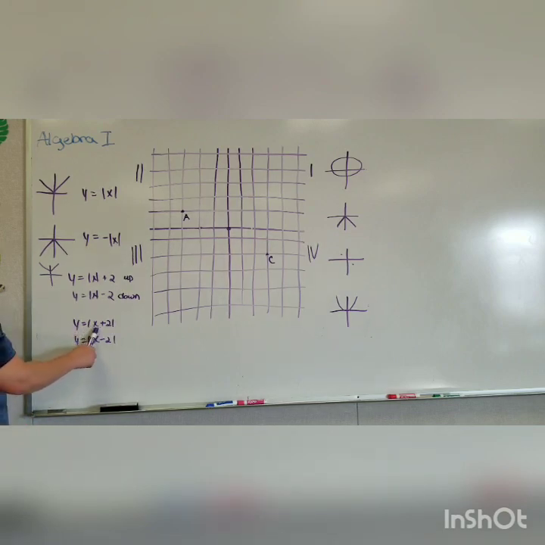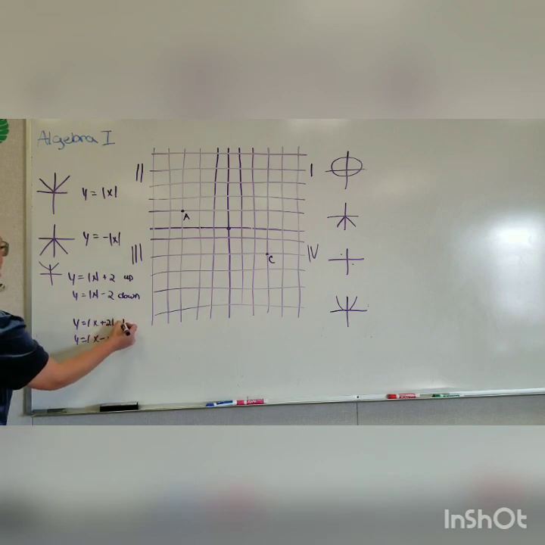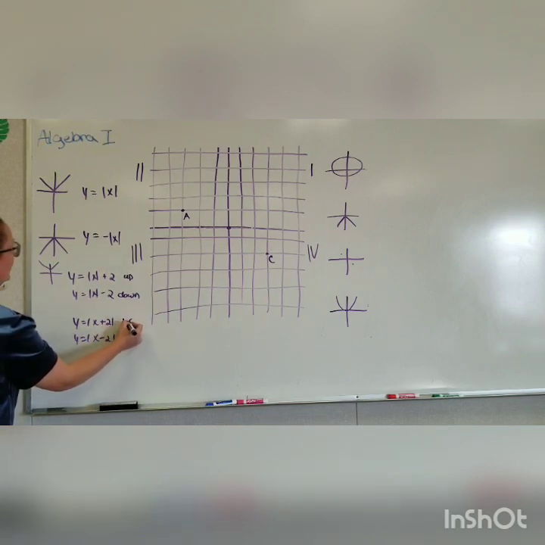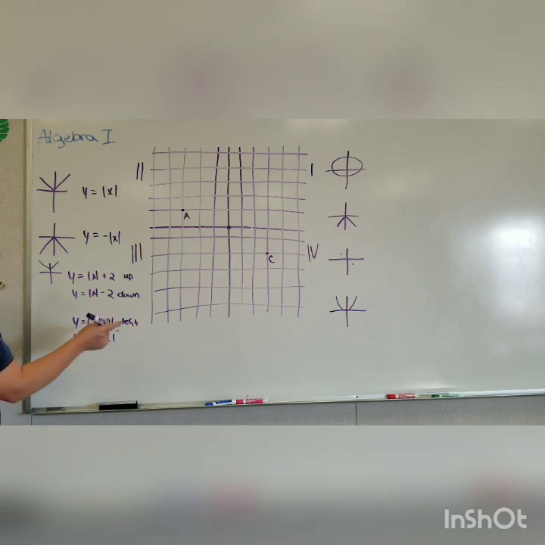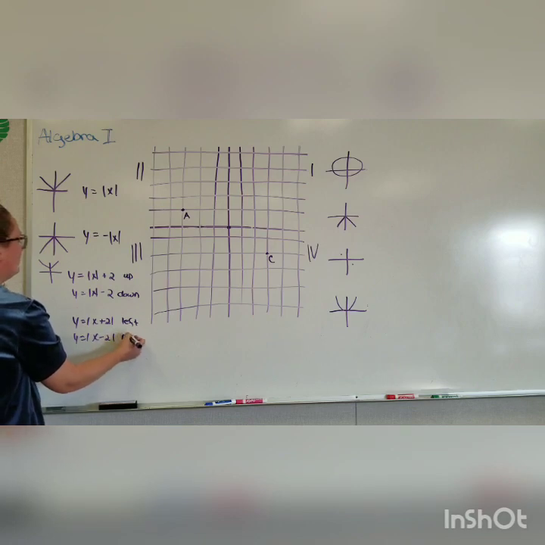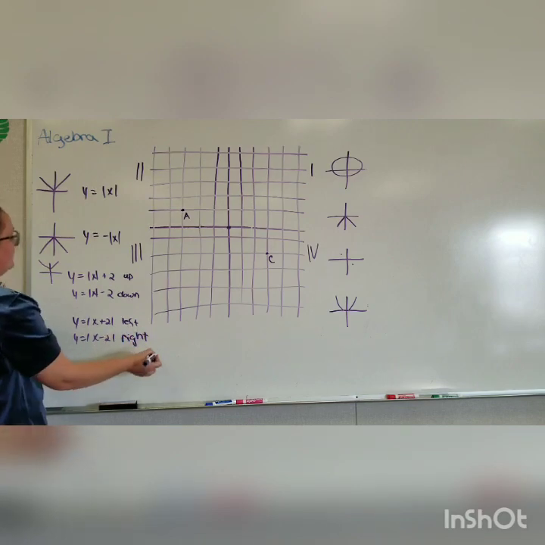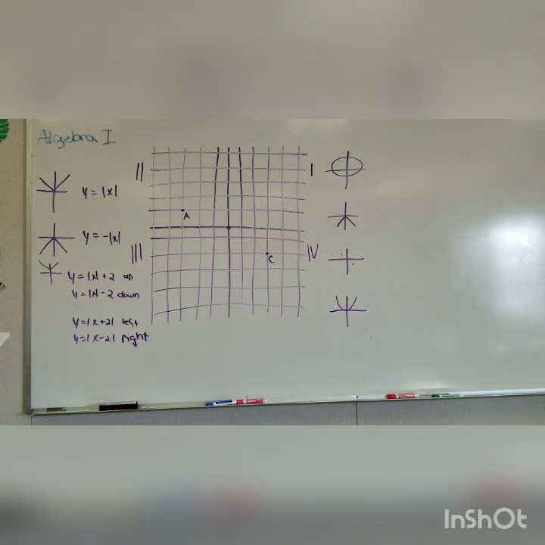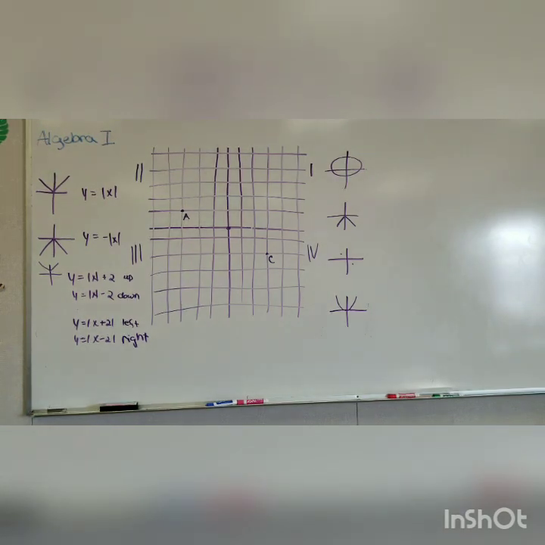Y equals absolute value of x plus 2 actually moves your graph left, your vertex left, and the absolute value of x minus 2 moves the graph right, the vertex right. So which one of the following equations is the translation 2 units up? It would be the absolute value of x, plus 2 outside of the absolute value signs.